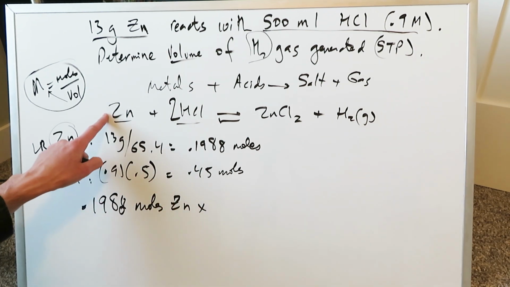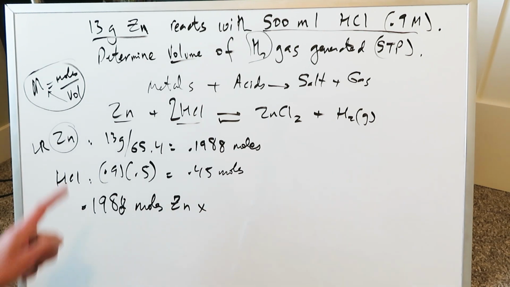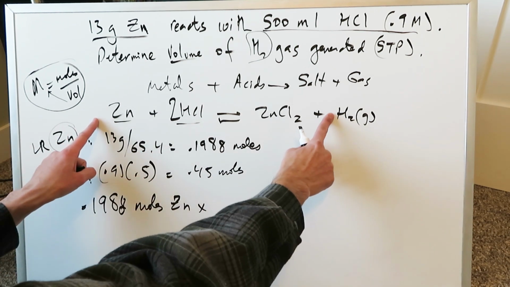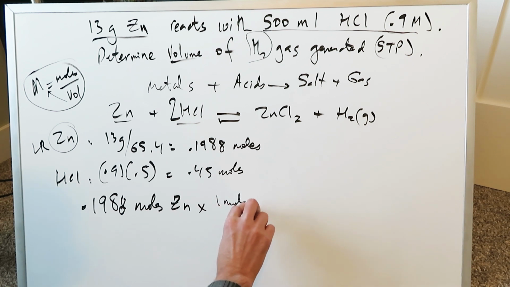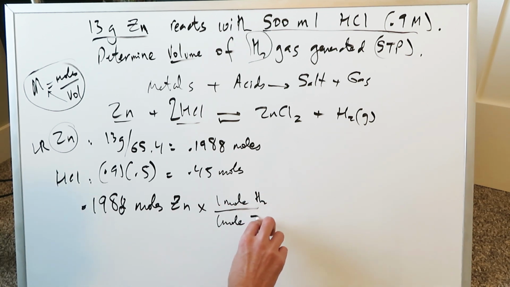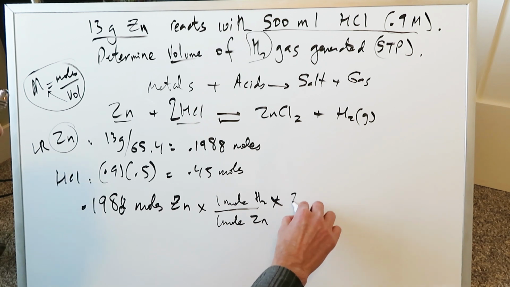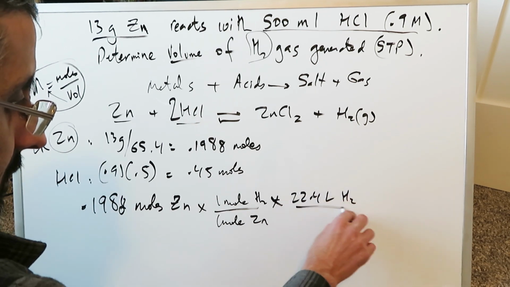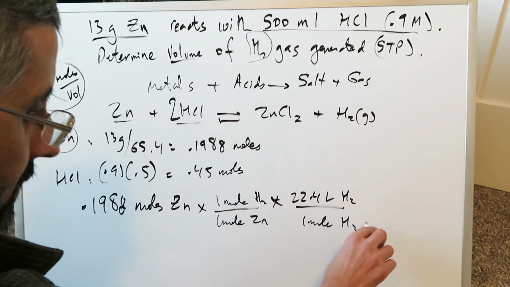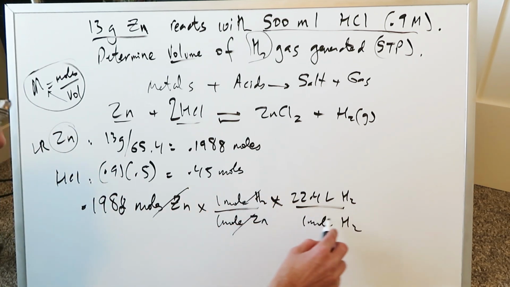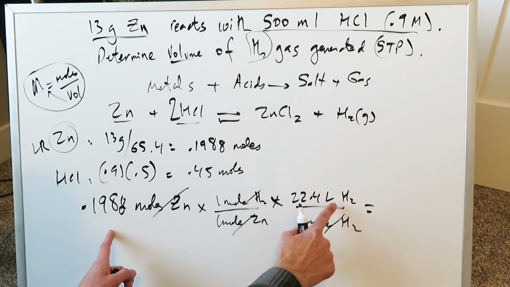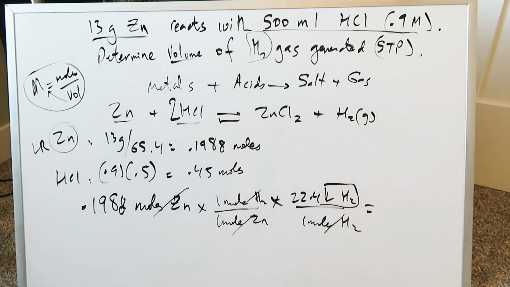Times. Each zinc is associated with 1 mole of hydrogen. 1 zinc, 1 hydrogen. In terms of the coefficients, 1 mole H2 per 1 mole zinc. And now think back to that very important fact that under standard temperature and pressure, volume of an ideal gas in terms of its volume is 22.4 liters hydrogen over 1 mole hydrogen. Now look, mole zinc, mole hydrogen, mole hydrogen. The only thing which remains here is now a unit here in terms of liters of hydrogen, the volume, and that'll give you exactly what you need. Just multiply this with 22.4.